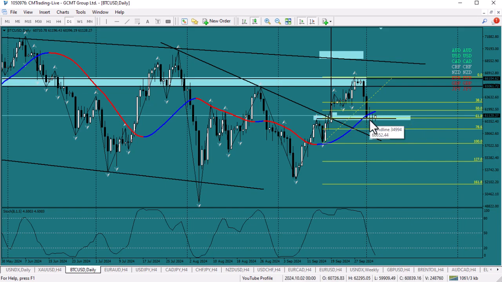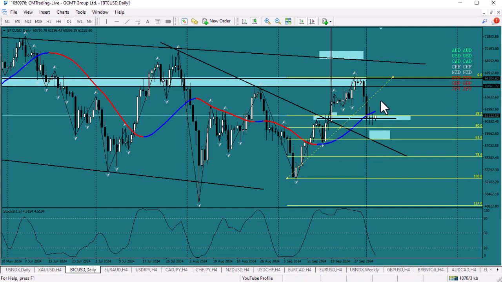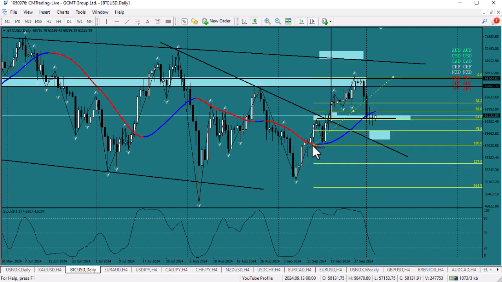If that area can't hold, that's the support level. It's the 61% Fib level. If that breaks, I believe then we will see this retest here. If I move the Fibonacci, then you'll see that the 61% level is the test. So that's the two swings to watch to see which one turns.